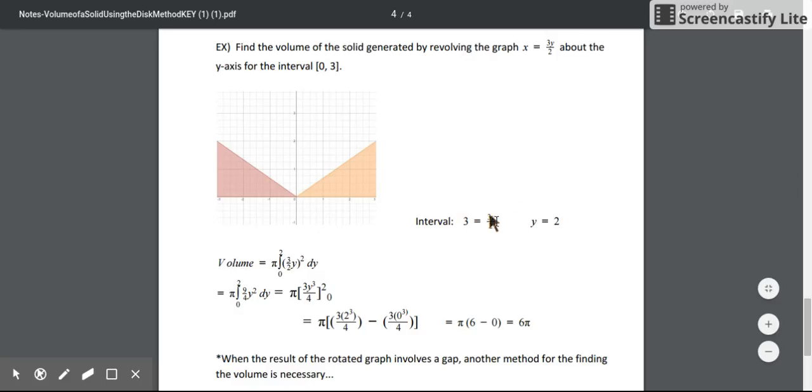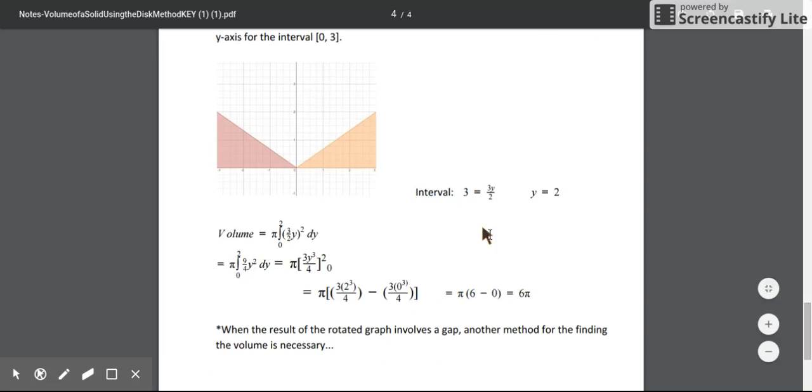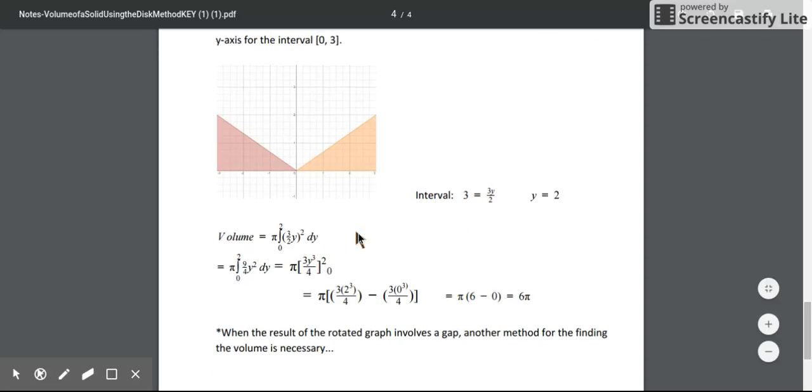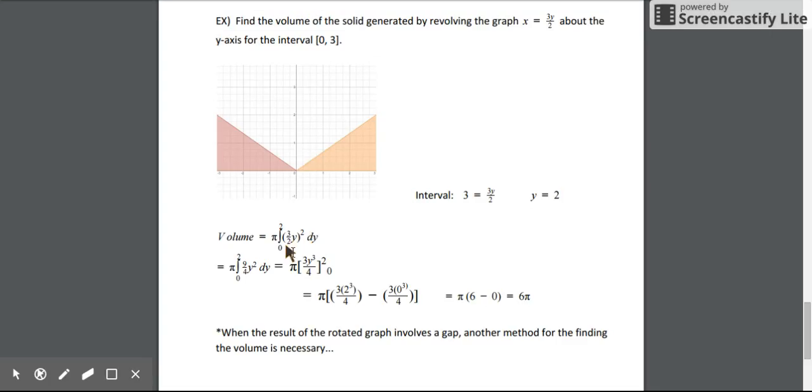If we solve this, set it equal to 0 and 3, then we could find our two intersection points at 0 and at 2 on the y-axis, right? These are y values. Everything's in terms of y here. So we can integrate. First, we're going to square our function, and then we'll integrate it in terms of y from 0 to 2 and multiply by pi.